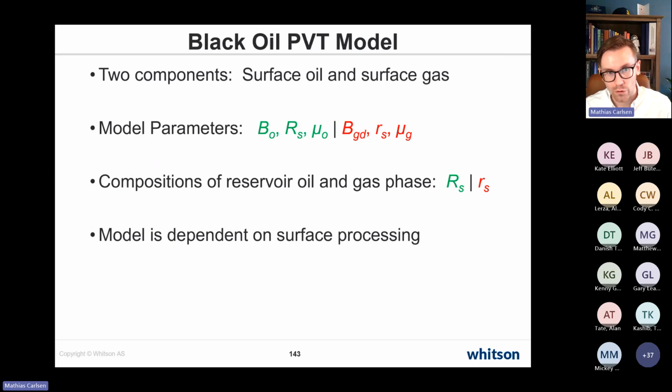It's a surface oil and a surface gas component. It has 3 model parameters for each phase: the formation volume factor, the RS, and the viscosity, and on the gas side it has similar properties. So the formation volume factor for gas, the solution CGR as we talked about, and the viscosity. And instead of using compositions, you're using the solution GOR or the solution CGR, scaling that up and down to see how rich or lean that fluid is. And that model is dependent on surface processing.